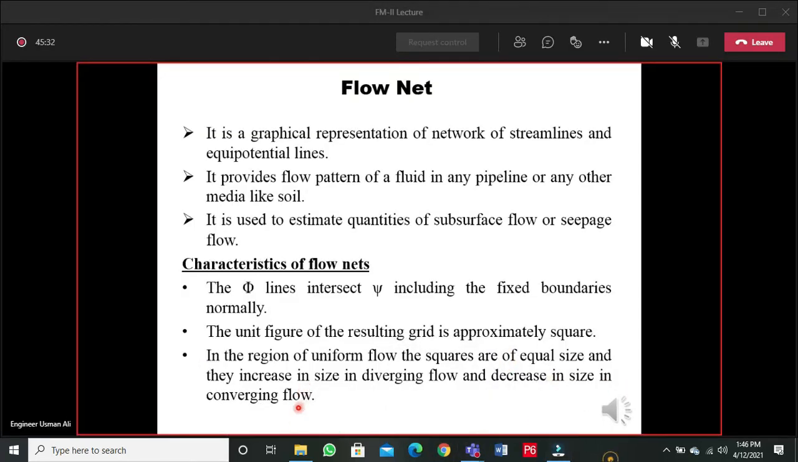And in case of converging flow, when the velocity is increased, there will be a decrease in the spacing between flow lines and equipotential lines, so that will decrease the square size.